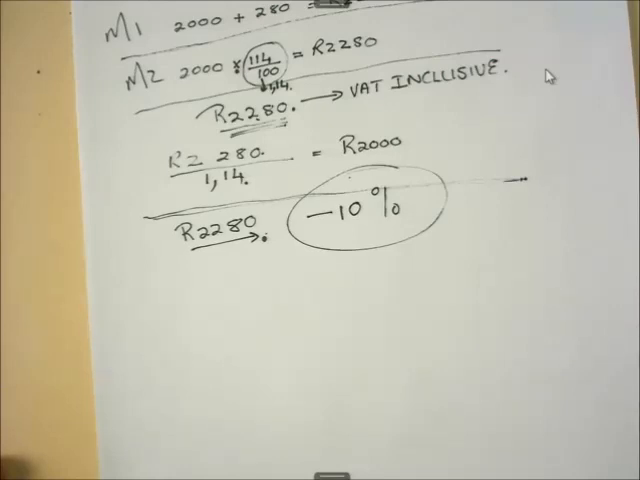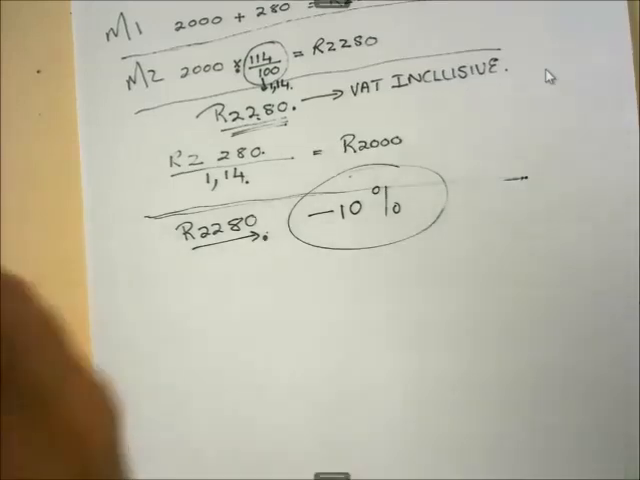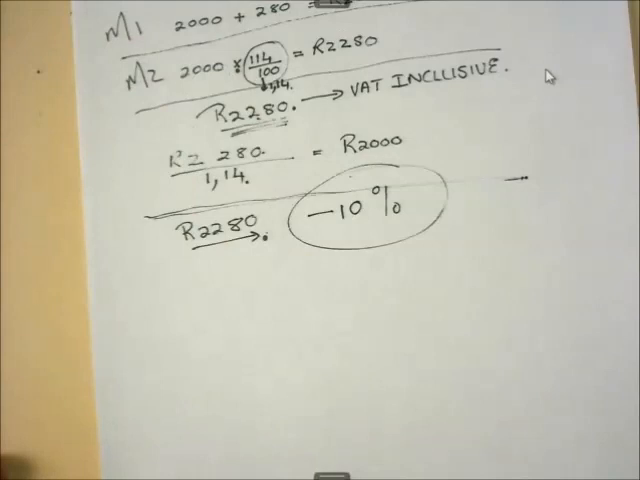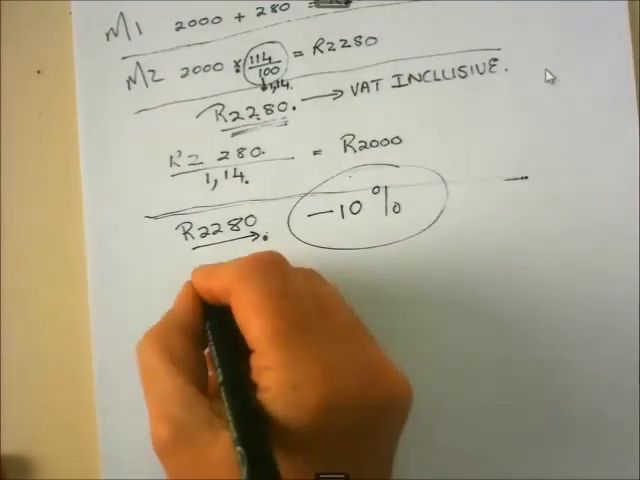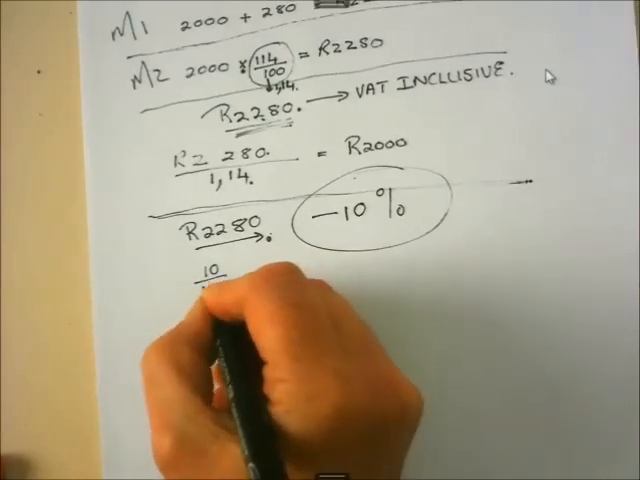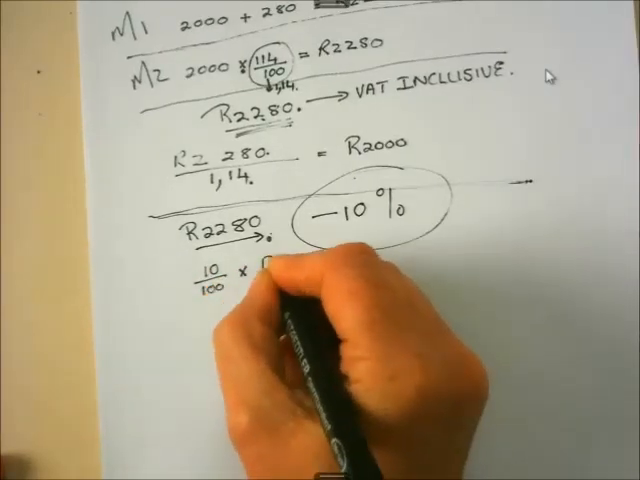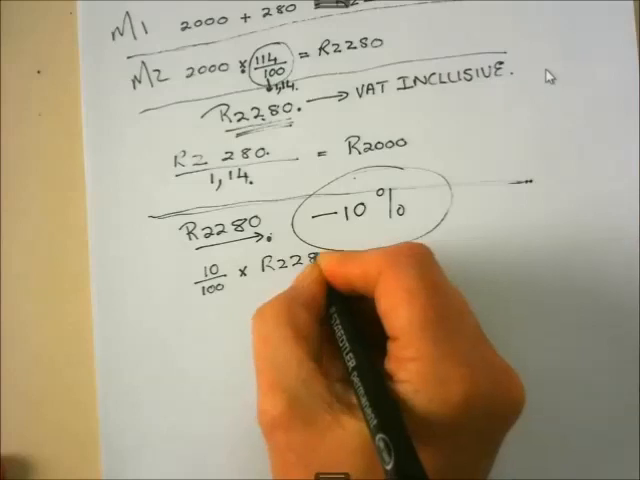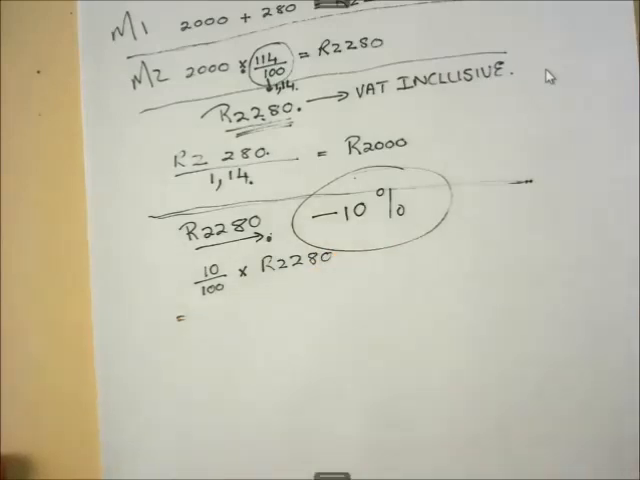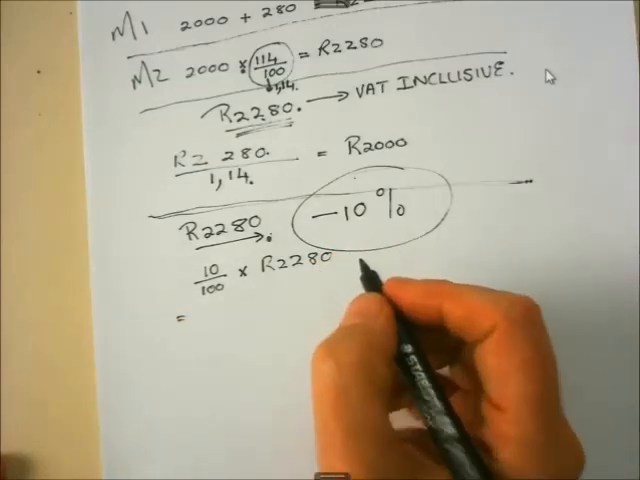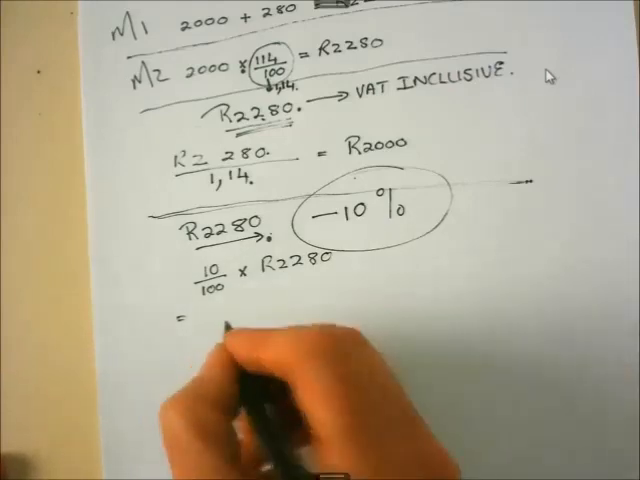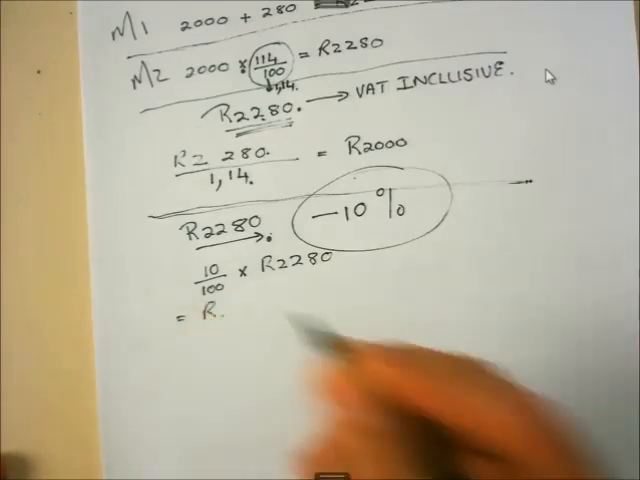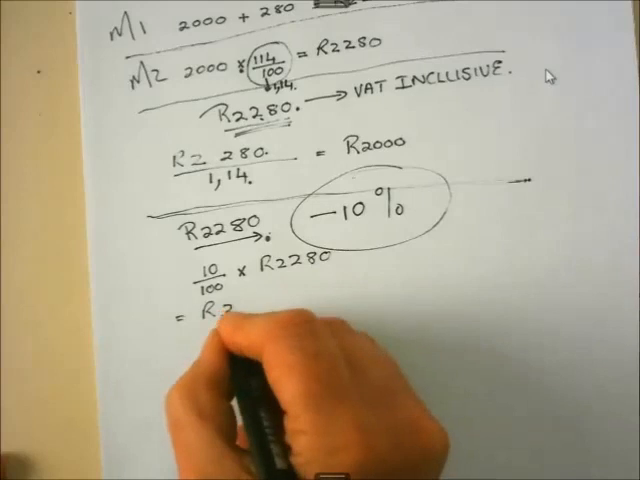What must you do now? Is this a reverse percentage? No. This is where I'm now going to decrease the price. So it's a percentage decrease. Okay? I'm going to work out 10% of 2,280. And if I work out the 10%, it will be 228 Rand.